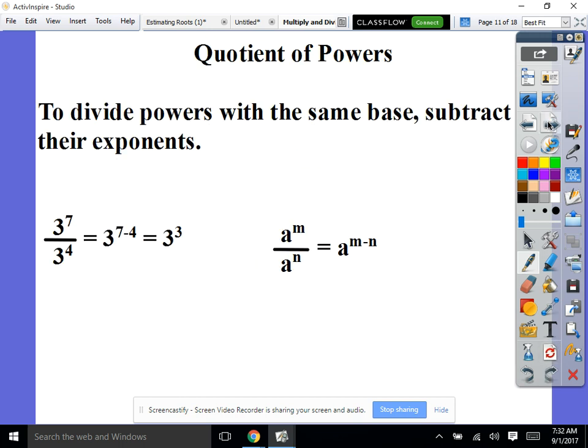Your rule for quotient of powers: to divide powers with the same base, you subtract their exponents. So 3 to the 7th divided by 3 to the 4th is 3 to the 7 minus 4 power, which equals 3 to the 3rd power. Algebraically, a to the m divided by a to the n is equal to a to the m minus n.